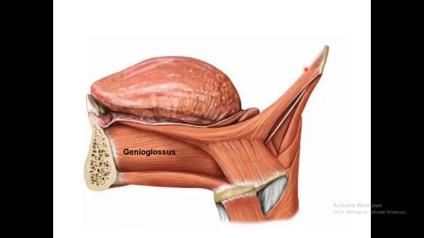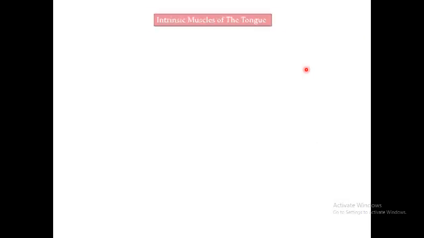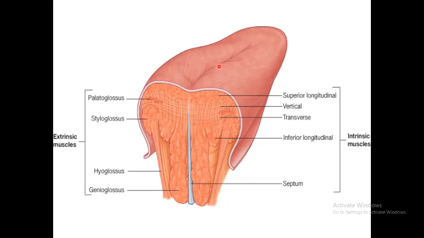About the intrinsic group, in this figure we can see the intrinsic muscles. We have some muscles called the longitudinal group. These longitudinal muscles begin from the root of the tongue and end at the tip. They run the whole length of the tongue, so they are longitudinal. Some of them lie just beneath the dorsum of the tongue, called the superior longitudinal muscles. Others run from the root to the tip but are located at the inferior surface, called the inferior longitudinal group. When both act, they will curl the tongue.